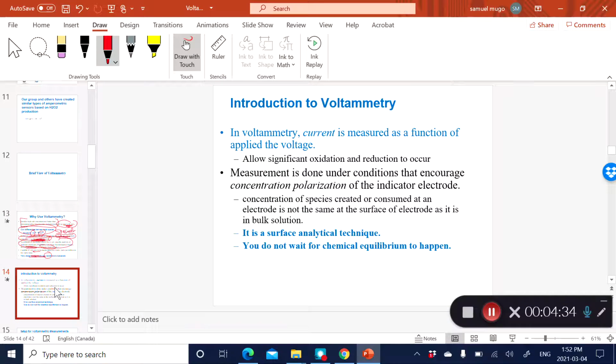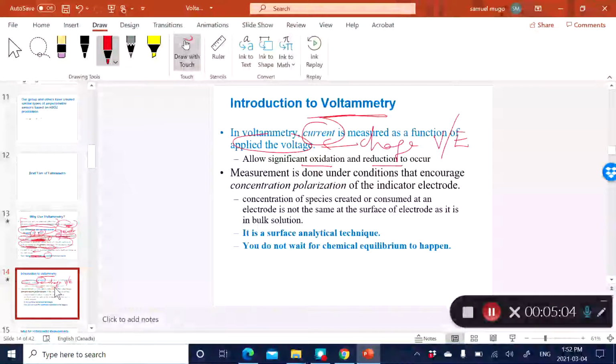So very quickly, let me introduce you to photometry. You're measuring again current as a function of applied potential. So you're changing the potential. Remember that you're changing the potential, the E, or sometimes we call it the E or the V. And this allows oxidation or reduction to happen at the point when you get to the potential that is oxidizing or reducing your analyte.